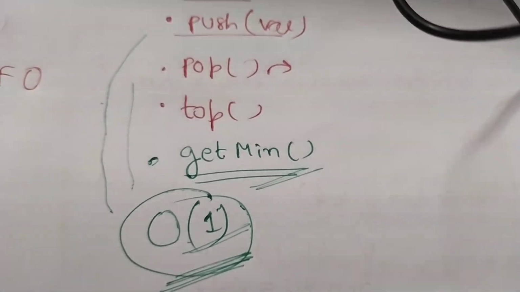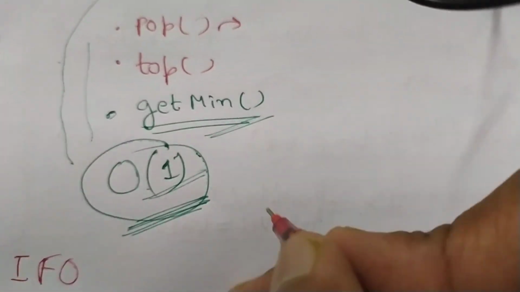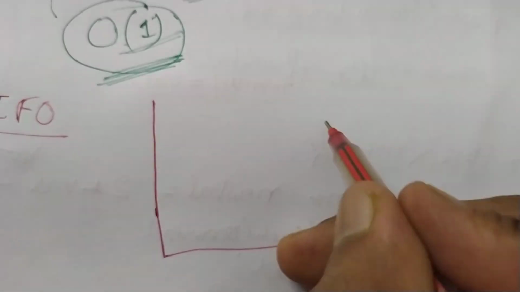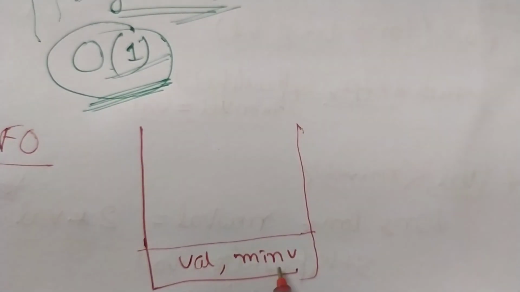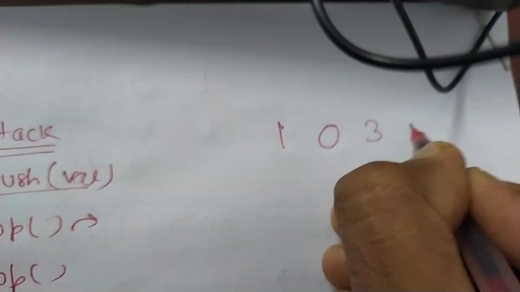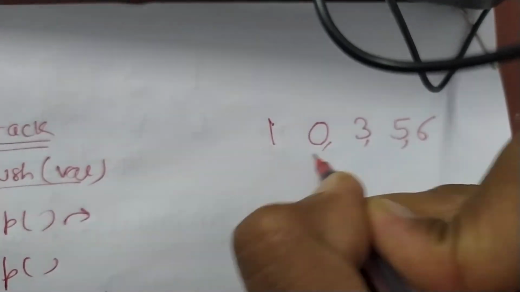How are we going to implement it? There are multiple ways, but two prominent ways come to my mind. The first is we can have our stack containing the value part and the minimum value up till that part of the stack. Like, we can understand it with this example. Let's suppose the elements 1, 0, 3, 5 and 6. These are the 5 elements we are supposed to insert.